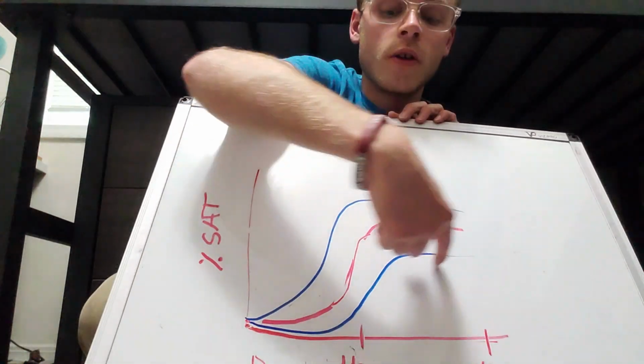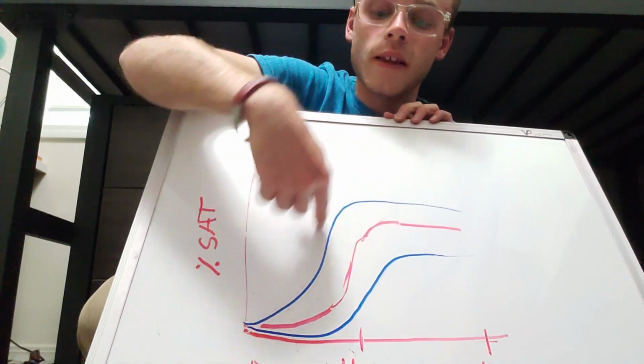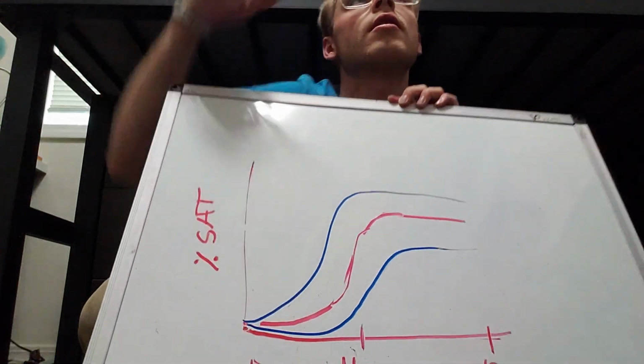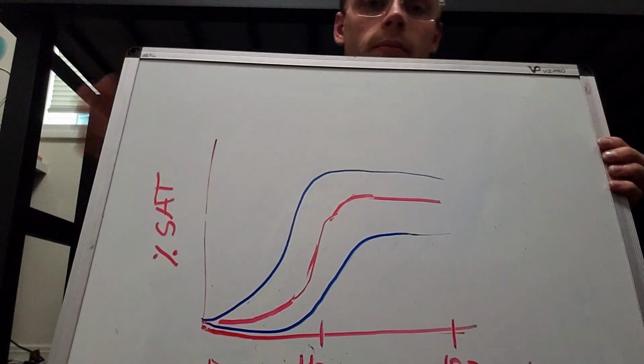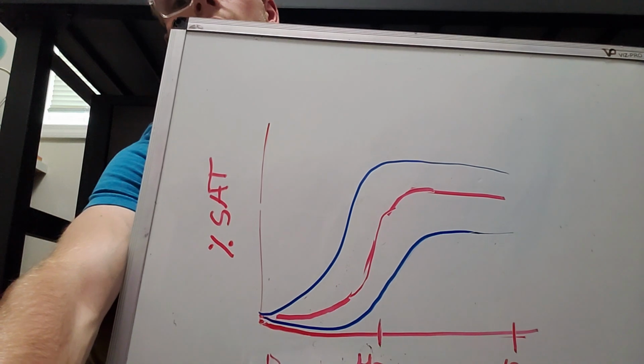So this curve could represent something like an acidosis, and this one could represent something like an alkalosis. That's just a couple of the things that can cause shifts. Okay. And that's it for that section.